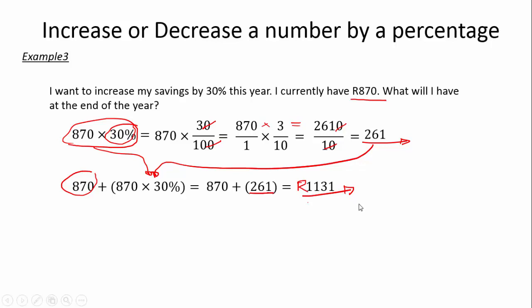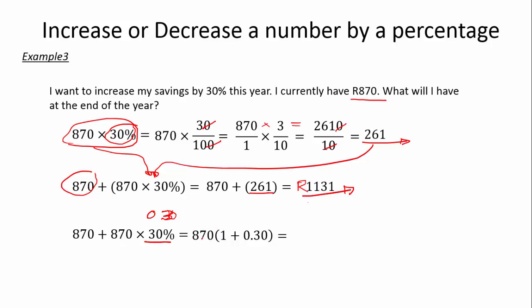But what would be the easier way to do this? So what we could do, we could say 870 plus 870 times 30%. We can drop the brackets, that's all we've done there. Now we take out the common factor of 870. So this whole equation is the same as 870 times 1 plus 0.3. We know that 30% is 0.30, and we know that's a 3. And if we multiply this out, we would get that exact thing.